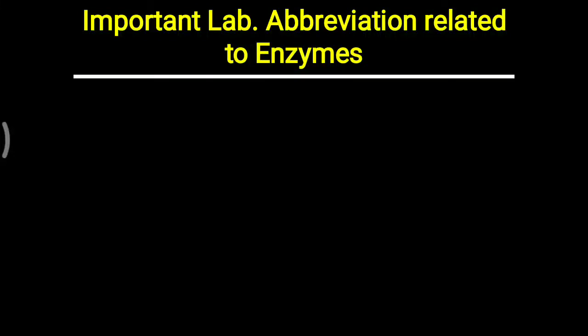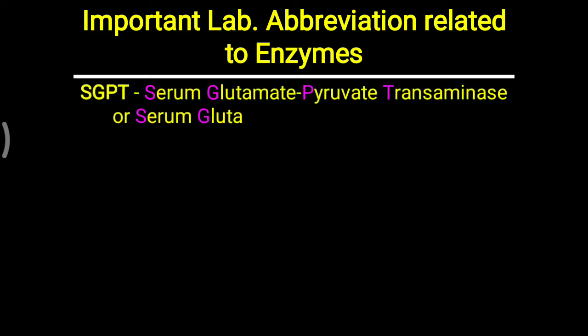Today, we will discuss some important laboratory abbreviations related to enzymes. Many enzymes are utilized in the laboratory, so being a lab person, it is important to understand the name of an enzyme. From the name of the enzyme, we can understand which substrate it is working on, which product will be generated, or which type of reaction will occur. We can get that basic idea from the name or full form of the enzyme.